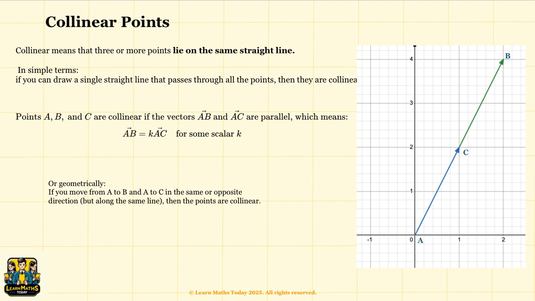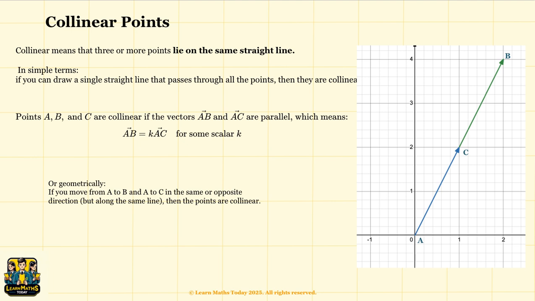To use a mathematical form, we can say that points A, B, and C are collinear if the vectors from A to B and from A to C are parallel. That means vector AB equals k of vector AC for some scalar k. This tells us that both vectors point in the same direction and they are just either stretched or shrunk versions of each other.